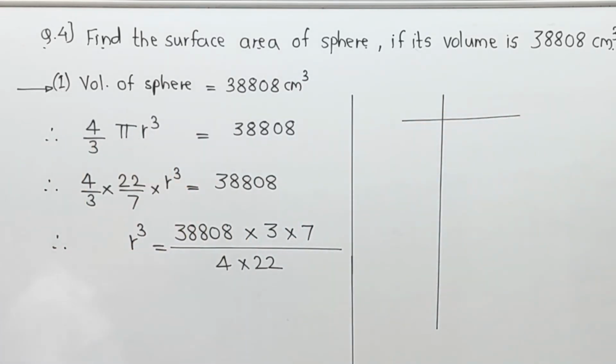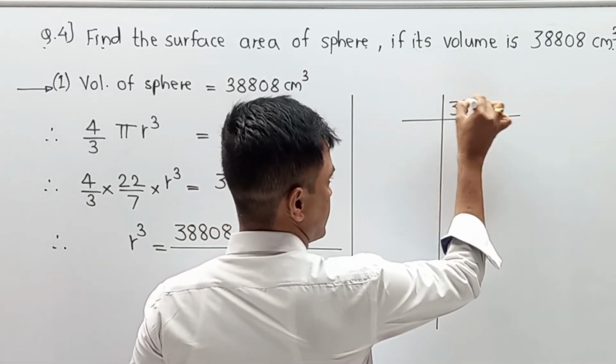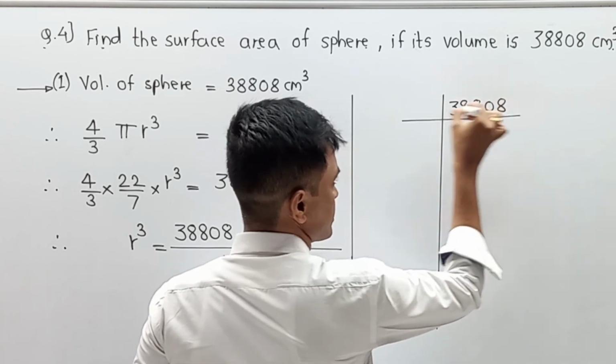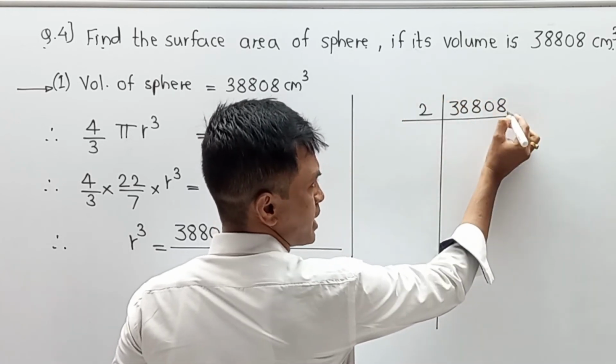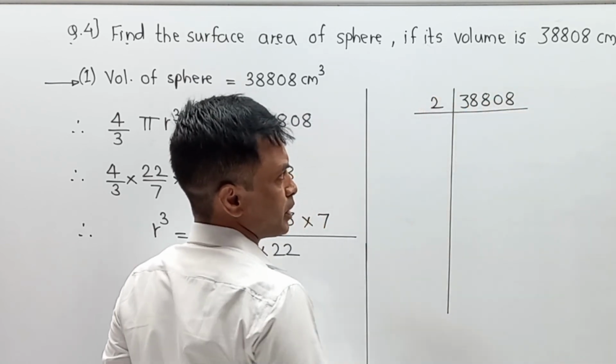And the part is, our respective number is 38,808. I am going to start that part. 38,808, starting division by 2 because the last number is 8. As the last number is 8, I am going to divide it by 2.